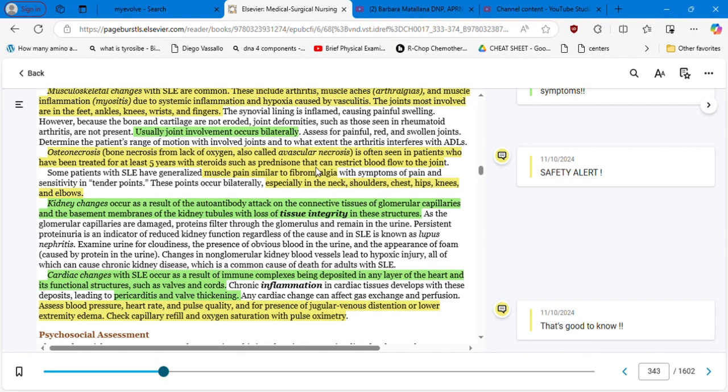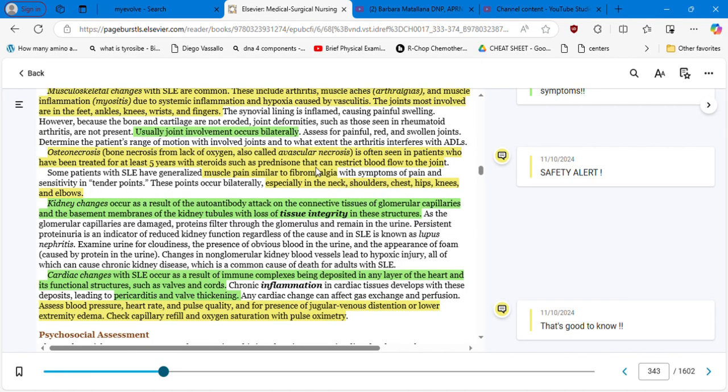Okay. Also, osteonecrosis, bone necrosis from lack of oxygen, also called avascular necrosis, is often seen in patients who have been treated for at least 5 years with steroids. So that's why assessment is very important. What type of medications were you using? Okay, so you have to consider all that. What type of blood pressure medications, if you're taking antiarrhythmics, all the medications, the complete history, okay? Steroids such as prednisone can restrict blood flow to the joint, muscle pain similar to fibromyalgia.